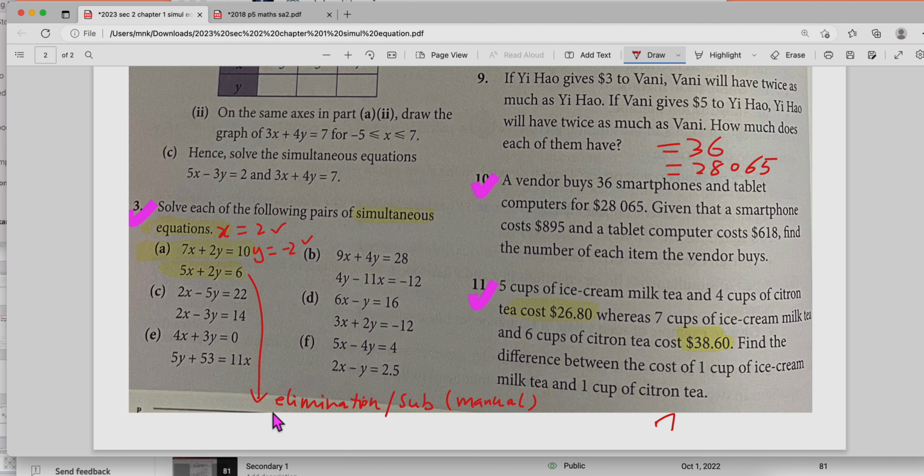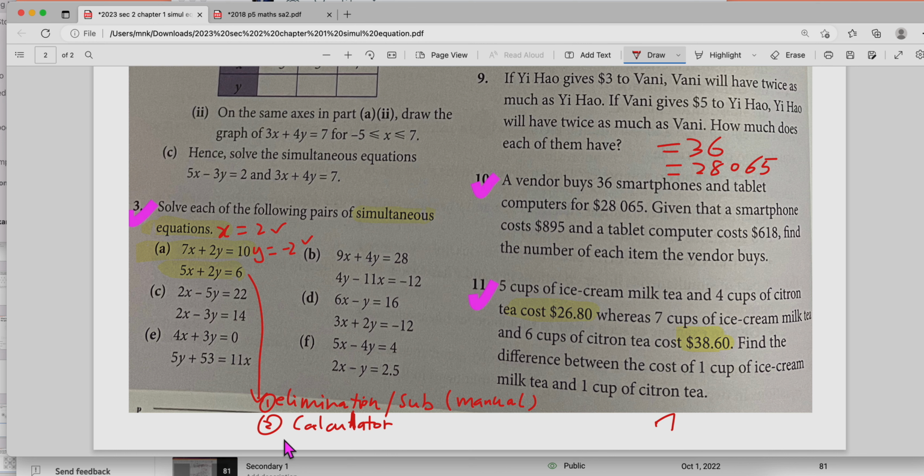And then of course you can use the calculator, right? And we talk about if you use the calculator, you don't score full marks. That's the downside of using a calculator to solve simultaneous equations. But the upside of using a calculator is you speed up everything. You can get the answers very fast, right?